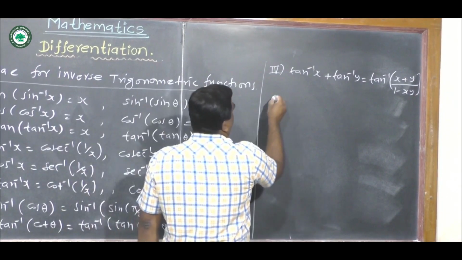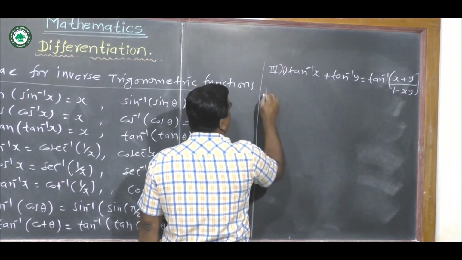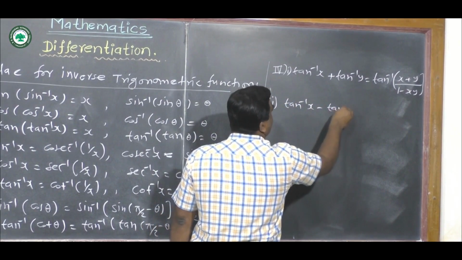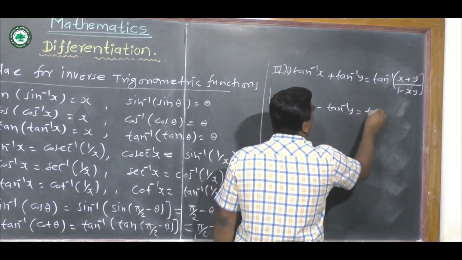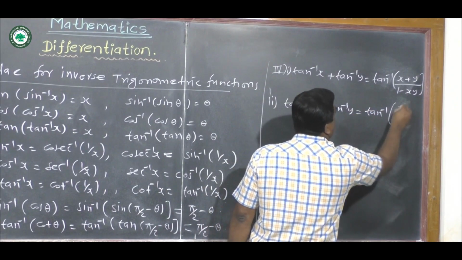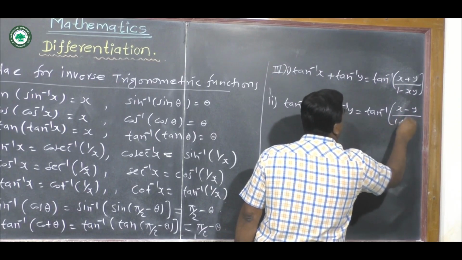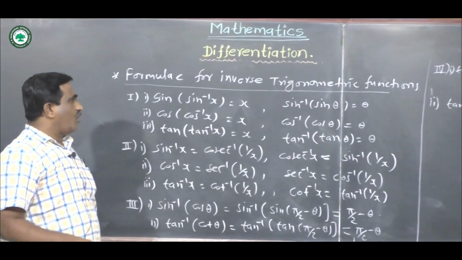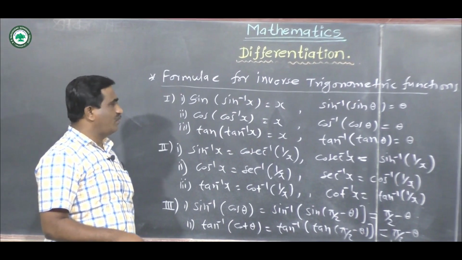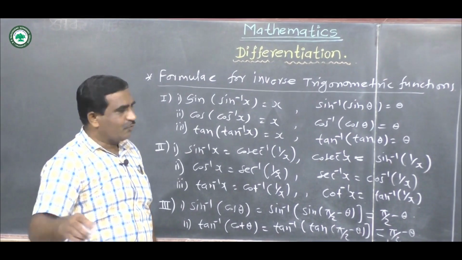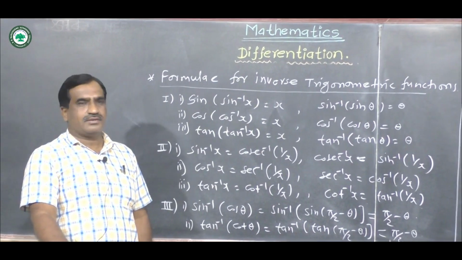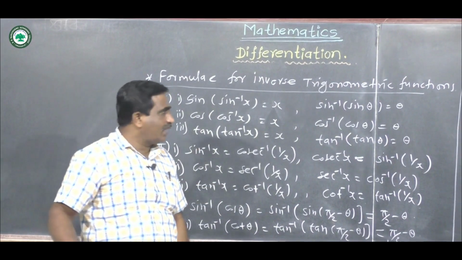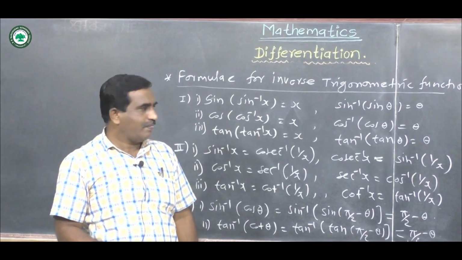Okay. One more formula: tan inverse x minus tan inverse y is equal to tan inverse of (x minus y) upon (1 plus x into y). Okay, we have to use all these inverse trigonometric function formulae for finding derivatives of various functions in inverse trigonometric functions. These are some formulas. We can write another formulas also here.